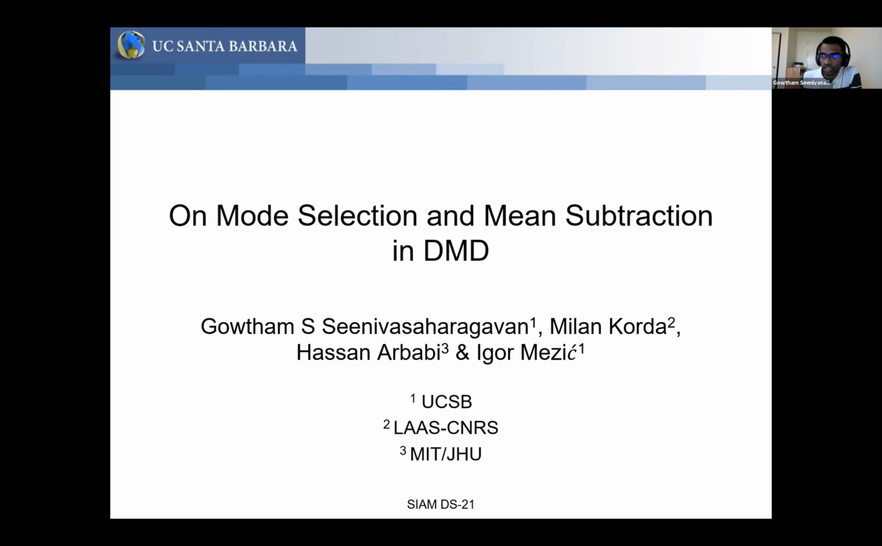I'm going to be presenting some work on mode selection and mean subtraction dynamic mode decomposition. This is joint work with my colleagues Milan Korda, Hassan Arbabi, and my advisor Igor Mezic.